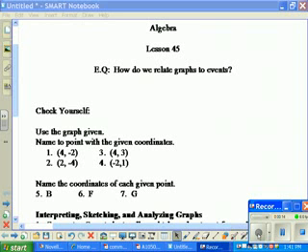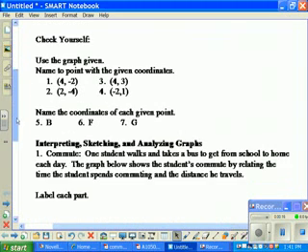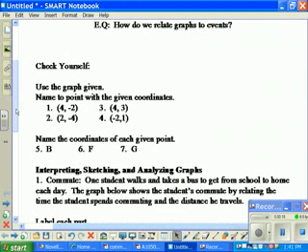Now, the first thing you have on your paper is a graph here, right? I don't have the graph up here. And you have points on it, correct? All right, so what it says, check yourself. Use the given graph. I should say, name the point with the given coordinates. So I want you to look at that graph, and you're going to do 1, 2, 3, and 4. You're going to find the point, and then give me the letter that goes along with it. So this is just review. So you're going to find the point.